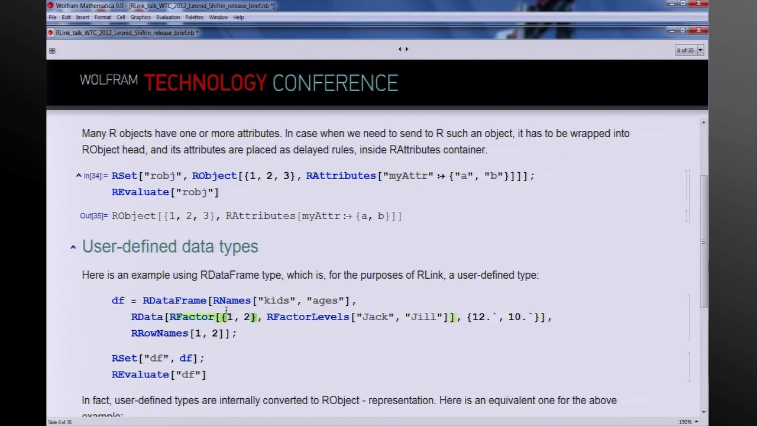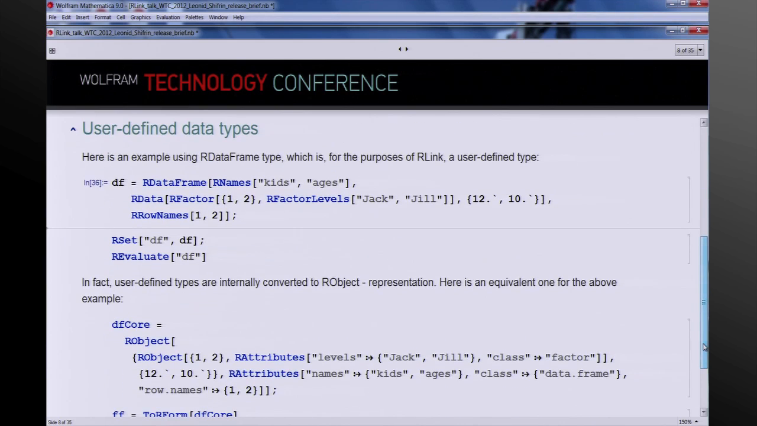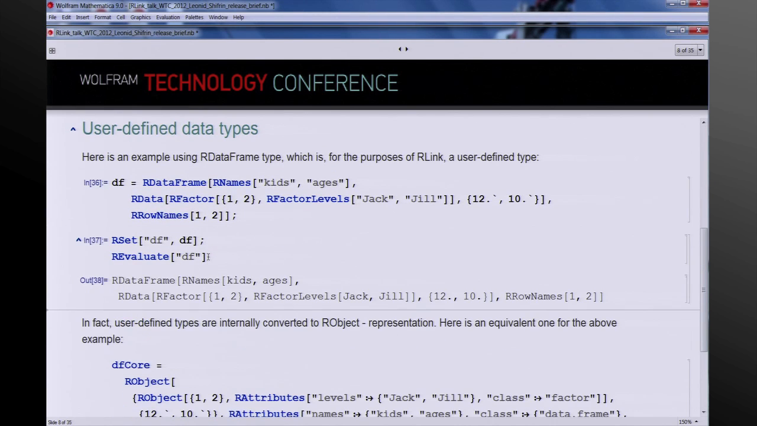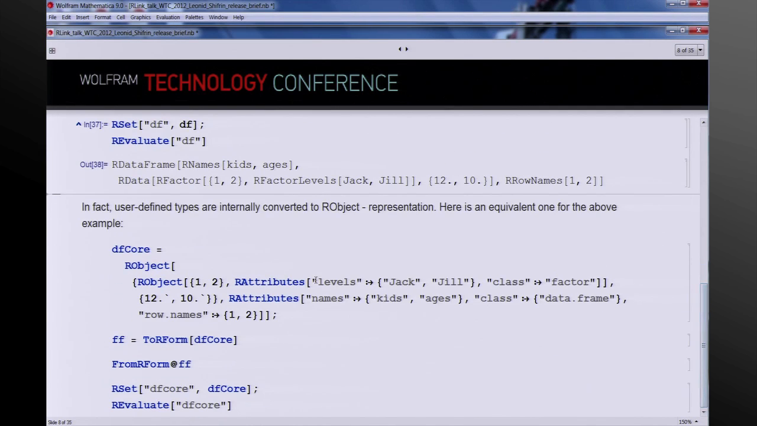And the value, again, can be any object that you can send to R. You can also have some user-defined data types. I won't have time to really cover that in depth, but here the data frames are implemented in RLink as a user-defined data type. And you can also send that and return it back. Just to illustrate, the core object that really is there in place of that data frame is this RObject thing. So user-defined data types is a mechanism which allows the user to map some Mathematica wrappers or objects that you want to create, data types, to some core representation used by RLink. And you'll get the same result this way.